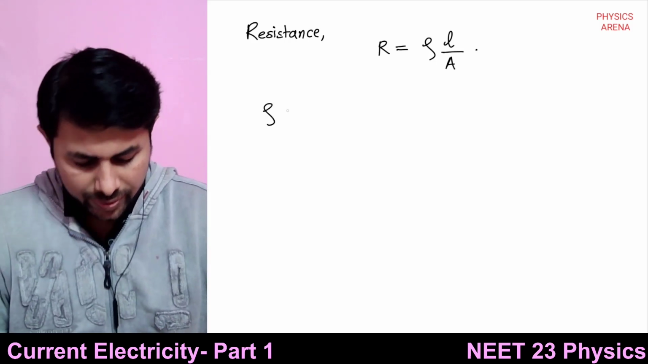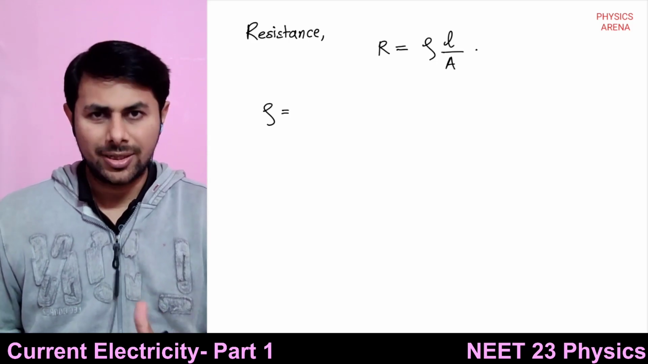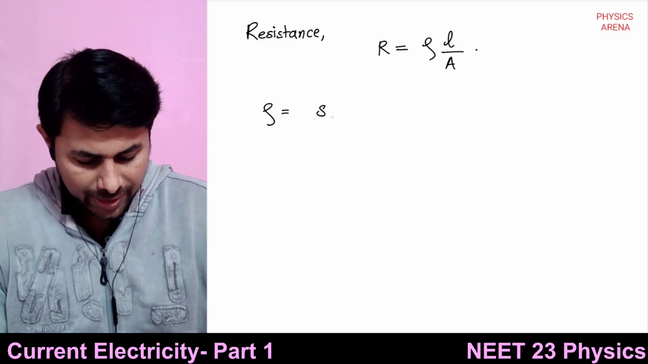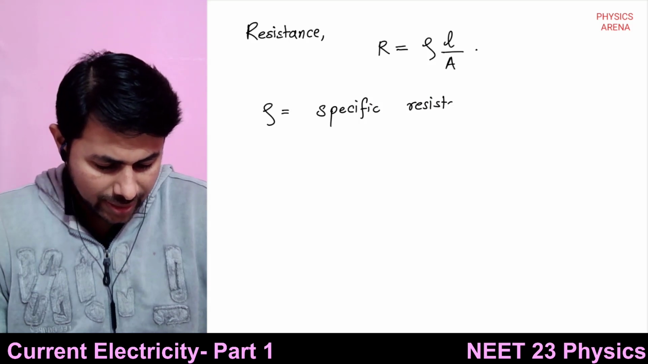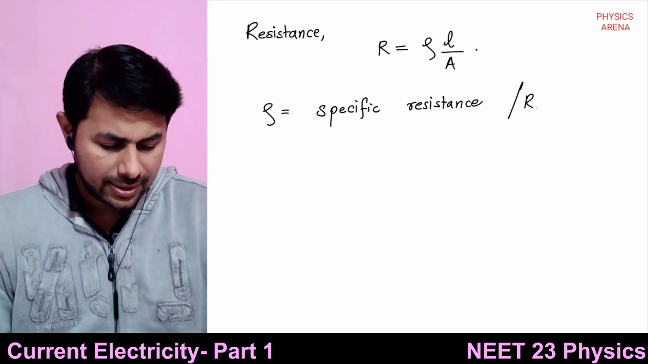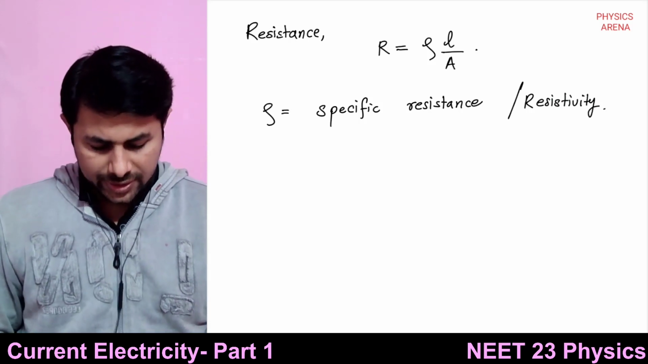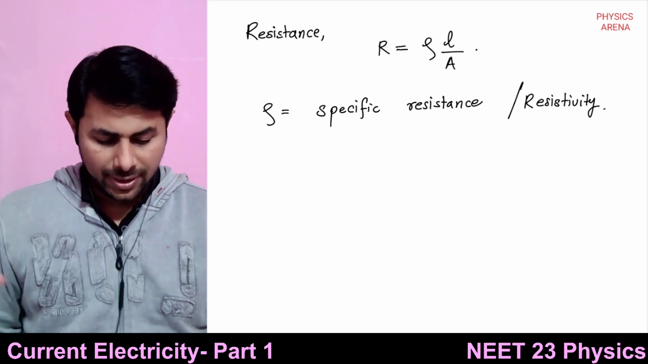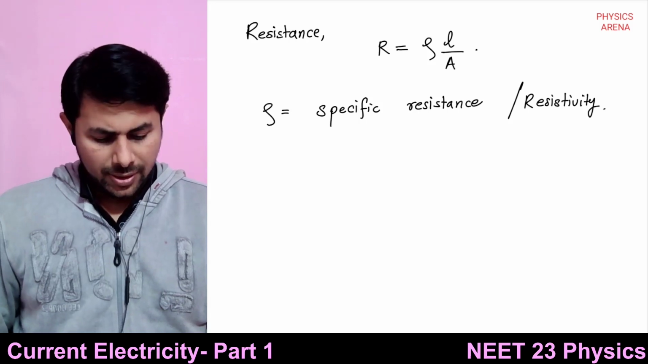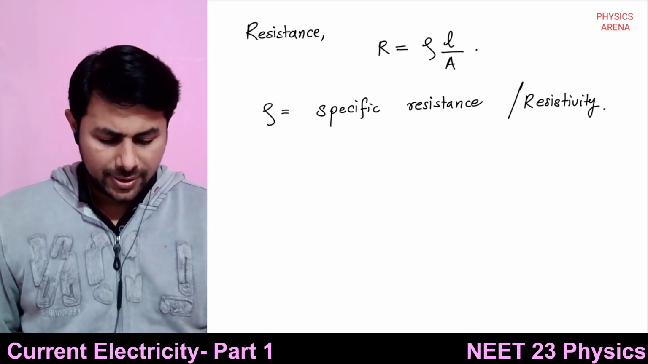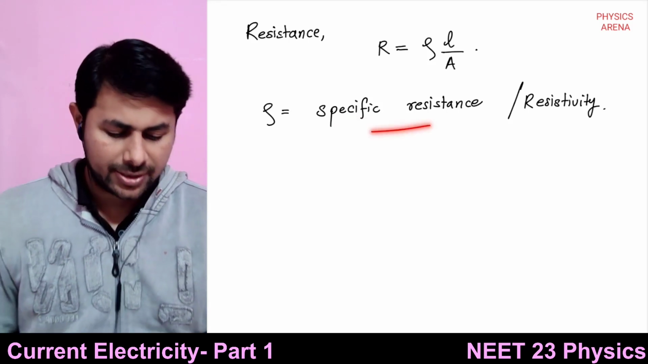And this rho is now a property of a material. Okay, rho is a property of material and it is known as specific resistance of a material, or it is also called resistivity. So it is different for different materials and it depends upon some intrinsic factors. We'll see the expression for specific resistance.